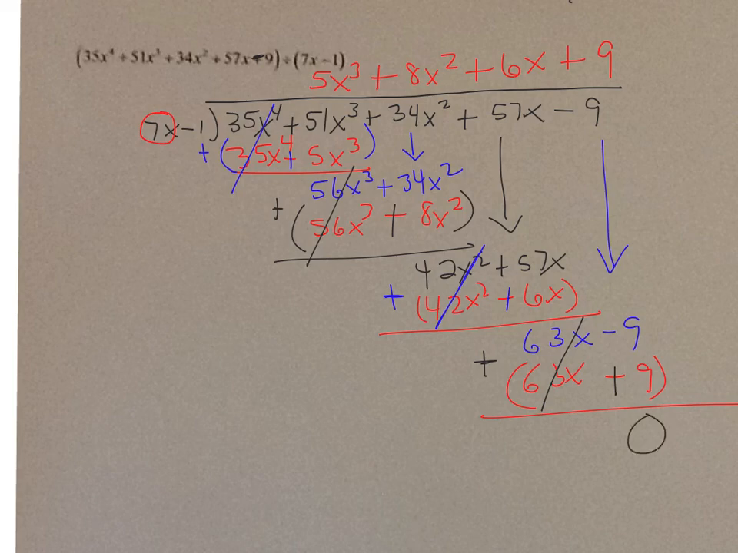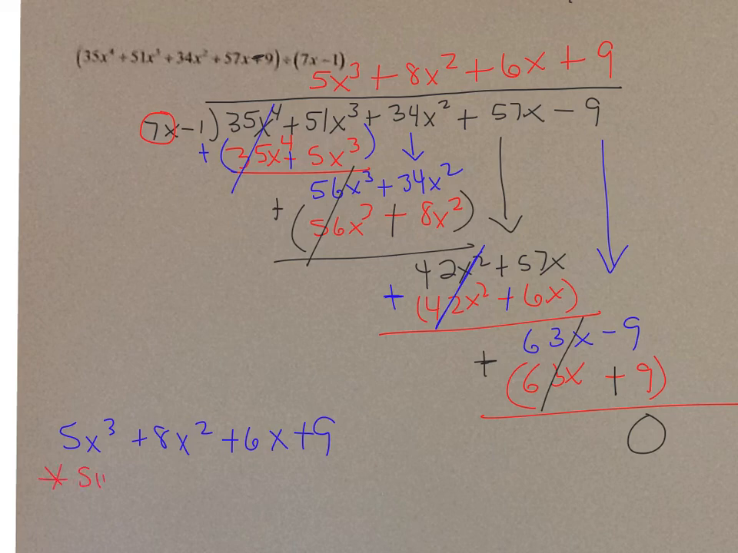So my answer is 5x to the third plus 8x squared plus 6x plus 9. Now, there's something special about this because the remainder is 0. When you have a remainder of 0 after you do long division, that means that 7x minus 1 is a factor. So if I could factor this polynomial, one of my factors would come out to be 7x minus 1. So let's write that down.